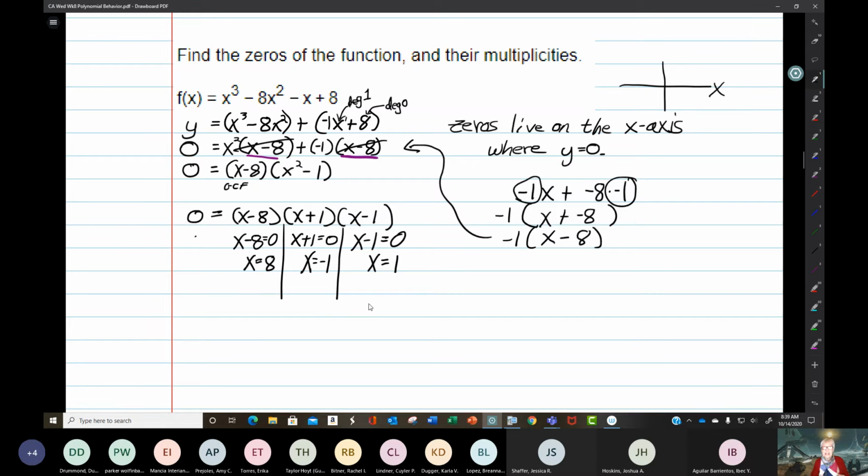These are my zeros. -1, 1, and 8, located here. -1, 1, and 8. Those are the zeros of f of x.